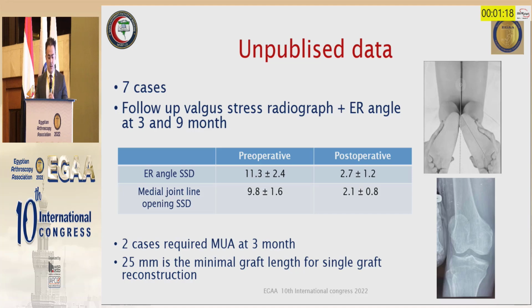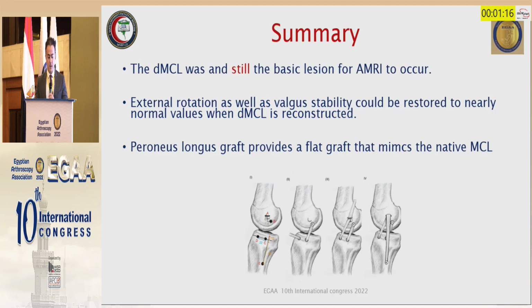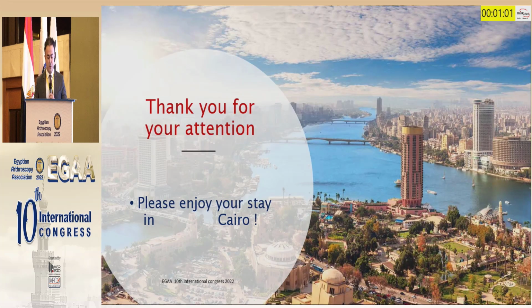using a single graft. In summary, the deep MCL remains still the basic lesion for anteromedial rotatory knee instability. External rotation as well as valgus stability could be restored to nearly normal values when the deep MCL is reconstructed. The peroneus longus graft provides a flat graft that mimics the native MCL. Thank you for your attention.